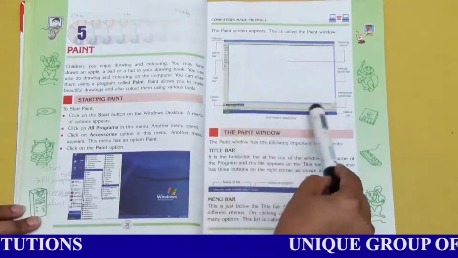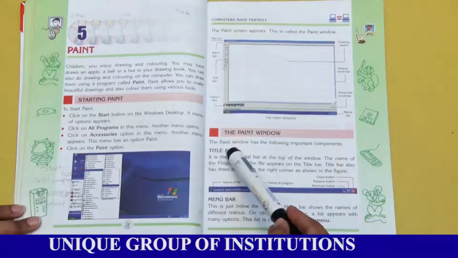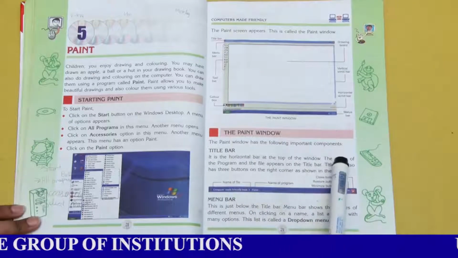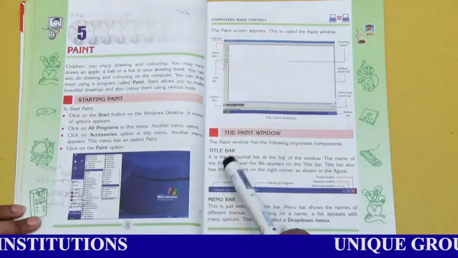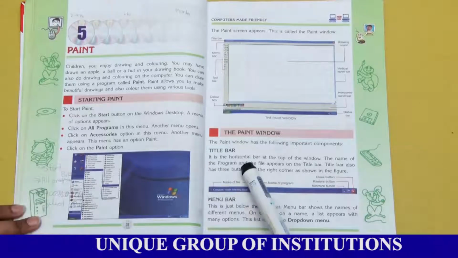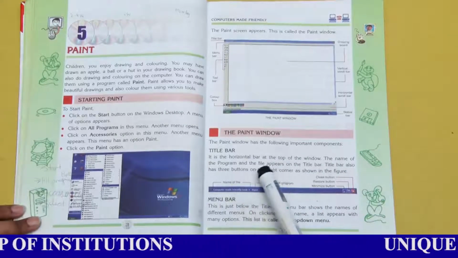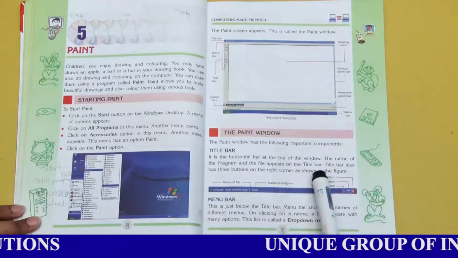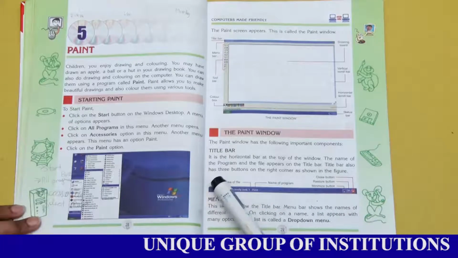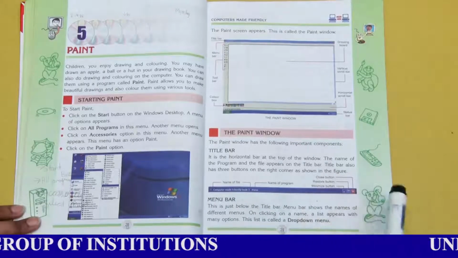This is the paint window screen. The paint window has the following important components. Title bar. अब पहले हम सबसे पढ़ेंगे टाइटल बार के बारे में. It is the horizontal bar at the top of the window. The name of the program and the file appears on the title bar. Title bar also has 3 buttons on the right corner as shown in the figure.